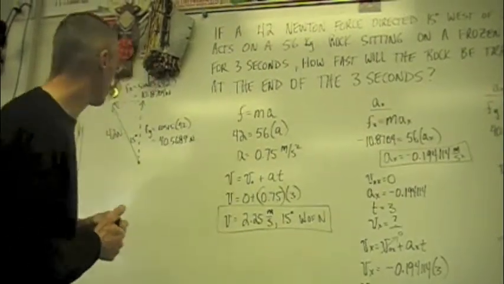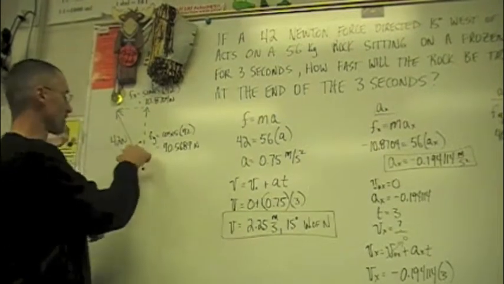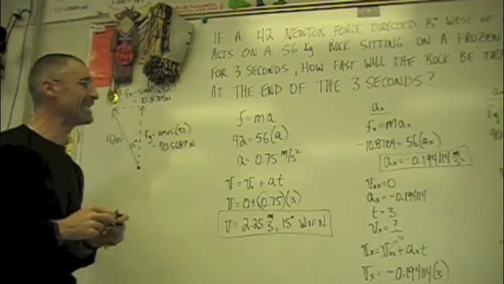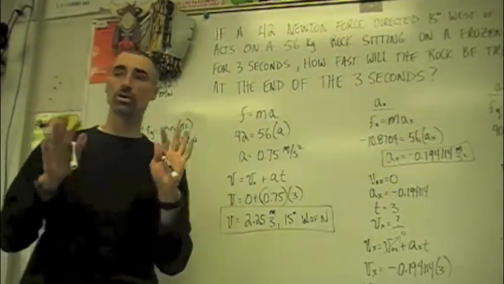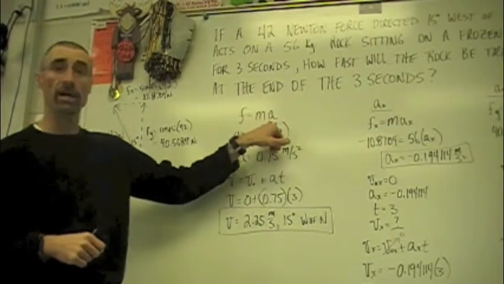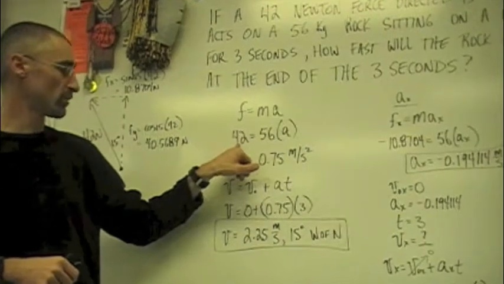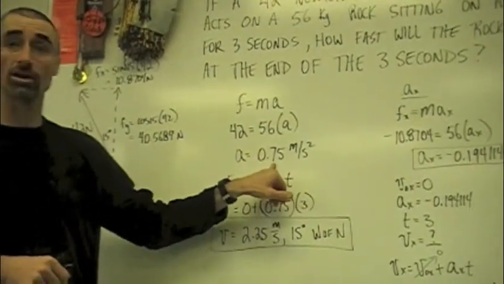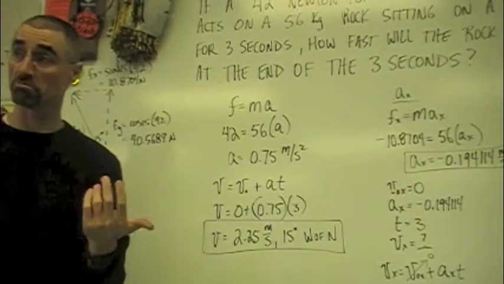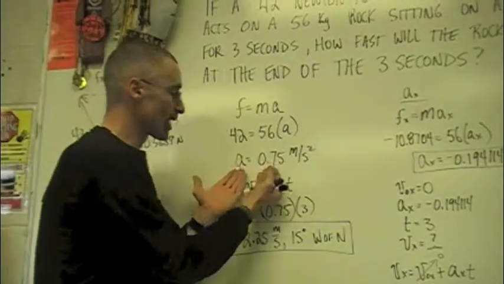Okay? So if we look here really quickly, here's our rock sitting on the pond. There's our force of 42 newtons acting 15 degrees. Now the easy solution to this one, and you can solve this way, and it's totally fine, is we use Newton's second law, F equals ma. We know the mass of the rock. We know the force on the rock. And we simply calculate its acceleration, 0.75 meters per second squared. Pretty straightforward. Okay. Now, guys, which way is the rock going to accelerate?